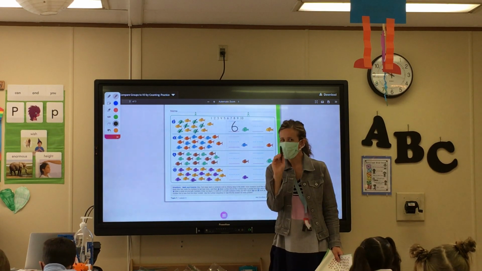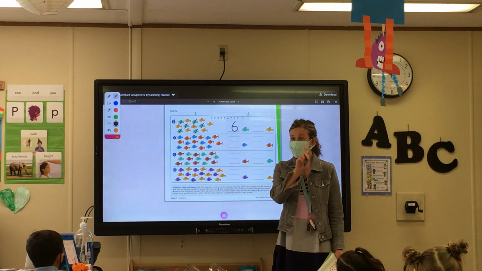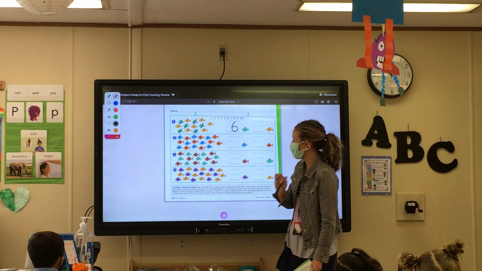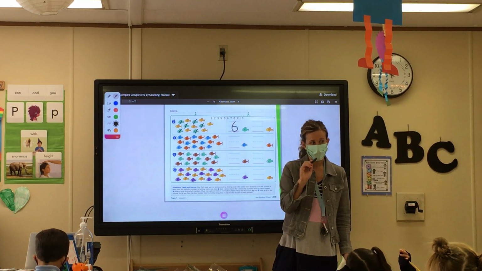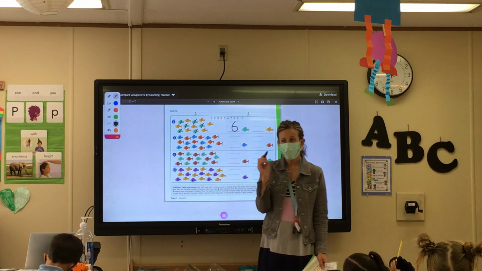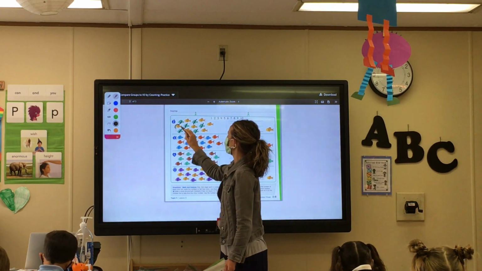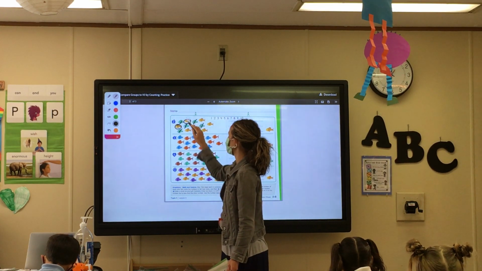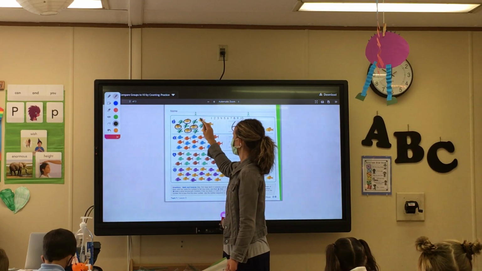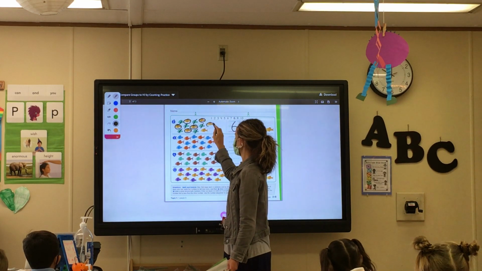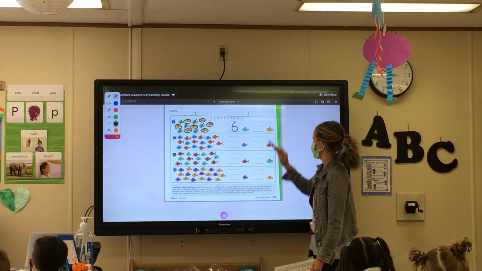Now, here's something else you can do. Instead of marking them with a line, if you want to, this might help. Just because we use lines for the other ones, I'm going to circle the yellow fish. That's another way we can count and mark. Ready? Here we go. 1, 2, 3, 4, 5, 6, 7. All right. So let's put 7 on the line.